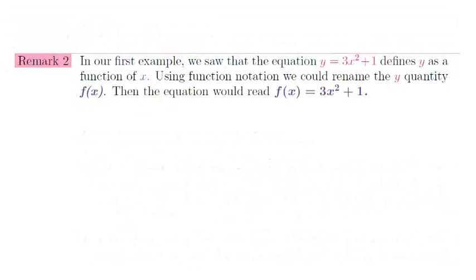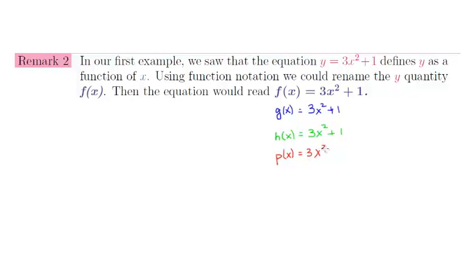In our first example, we saw that the equation y equals 3x squared plus 1 defines y as a function of x. So, using function notation, we could rename the y quantity f of x, and then the equation would read f of x equals 3x squared plus 1. We could substitute instead and use a g, and then our equation would simply be g of x equals 3x squared plus 1. We could substitute in an h. We would have an equation h of x equals 3x squared plus 1. We could substitute in a letter p. p of x equals 3x squared plus 1.